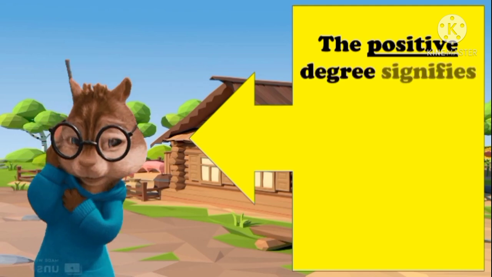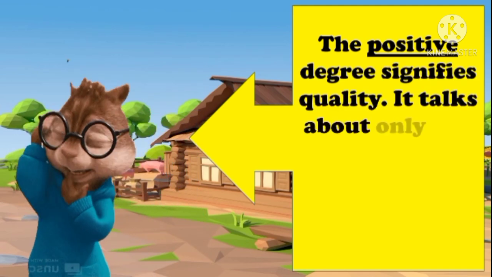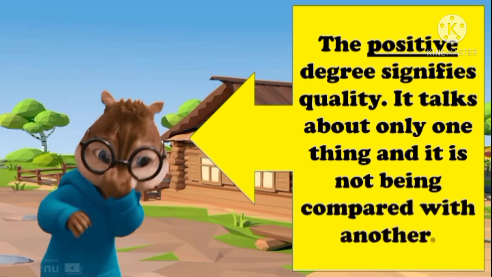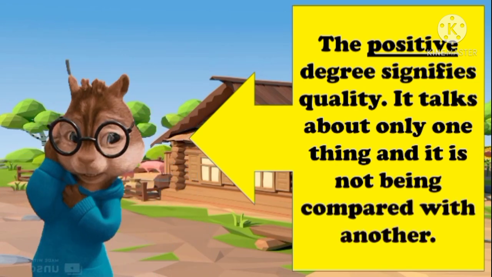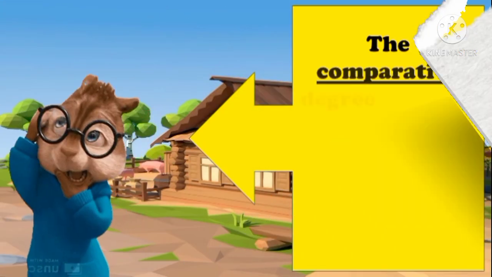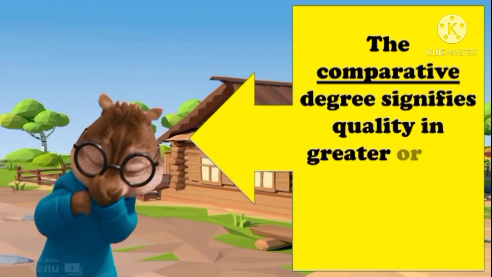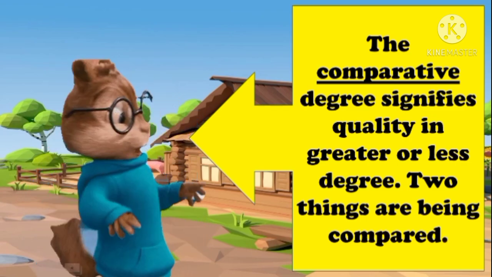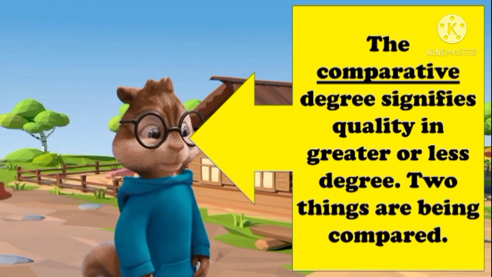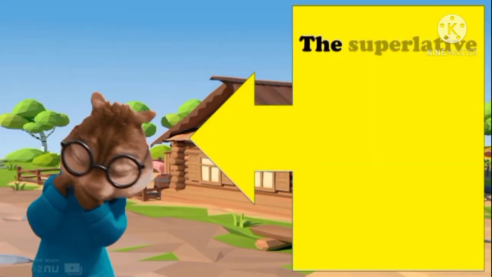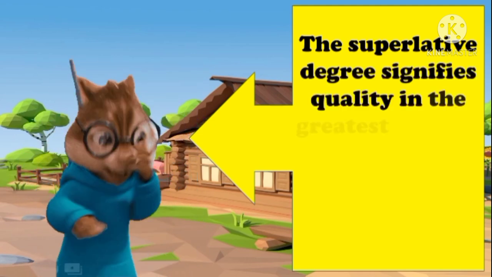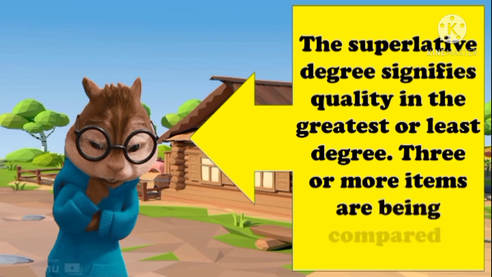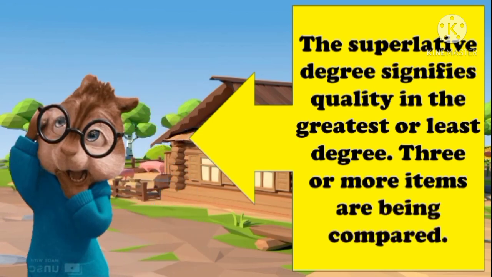The positive degree signifies quality. It talks about only one thing and it is not being compared with another. The comparative degree signifies quality in greater or less degree. 2 things are being compared. The superlative degree signifies quality in the greatest or least degree. 3 or more items are being compared.